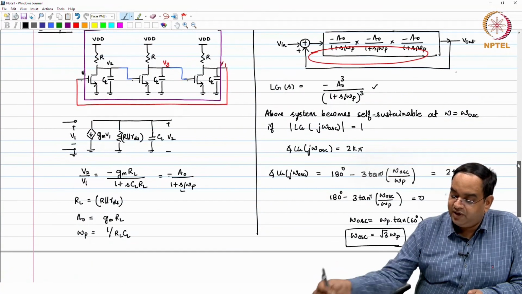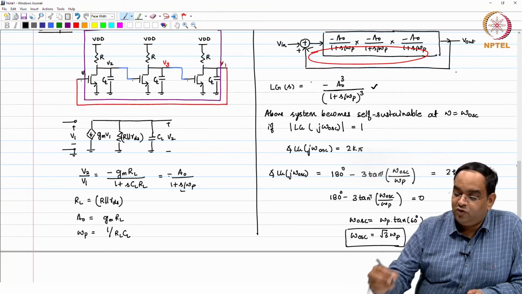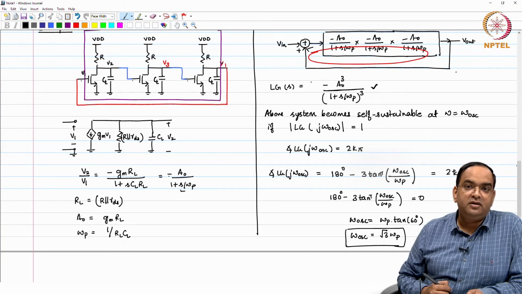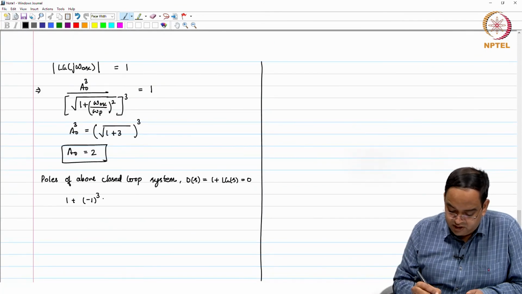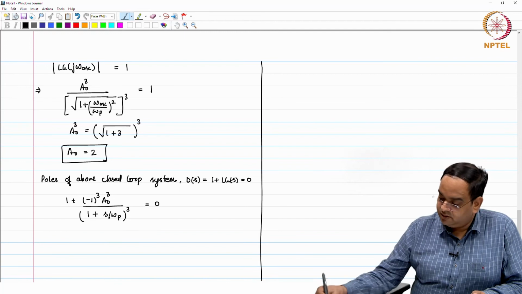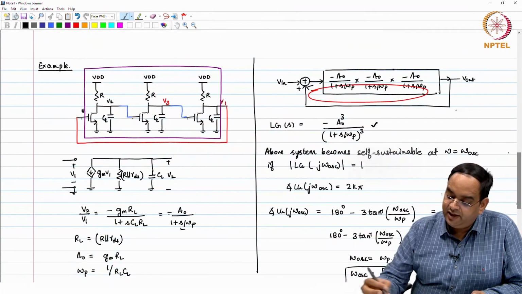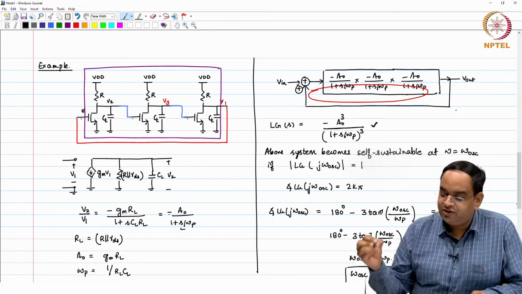So, look at this particular example here. So, what is the loop gain here? Loop gain is this, okay, and you are closing the loop in this particular manner, right. So, 1 plus loop gain is minus 1 cube into A naught cube divided by 1 plus S by omega p whole cube is equal to 0. Okay. So, here we find the poles of this loop, closed loop. One important thing here is that in this particular case, you are actually closing the loop with a positive sign.